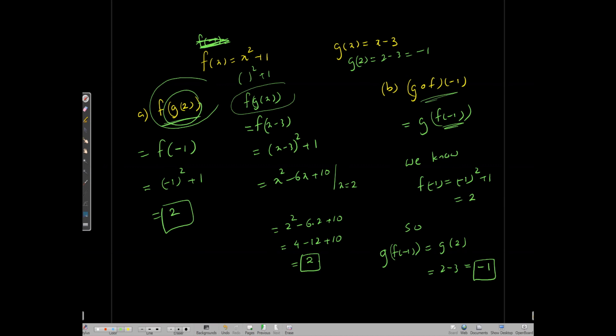And I think you get the correct idea. You know what? Let's do one more. Let's make this interesting. The following are graphs of f and g.